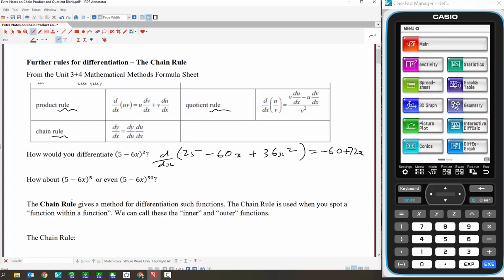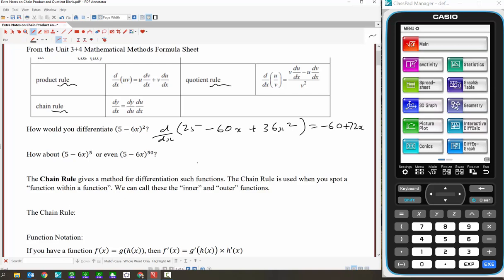So what we can do is, if we recognise something written like this, we can use what we call the chain rule. So the chain rule gives a method for differentiating such functions, or functions that look like this, used when you spot a function within a function. And we refer to these sometimes as the inner and outer functions.